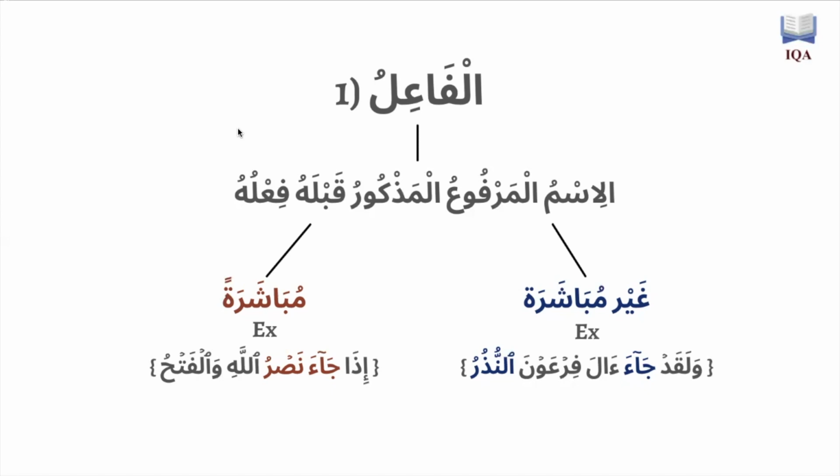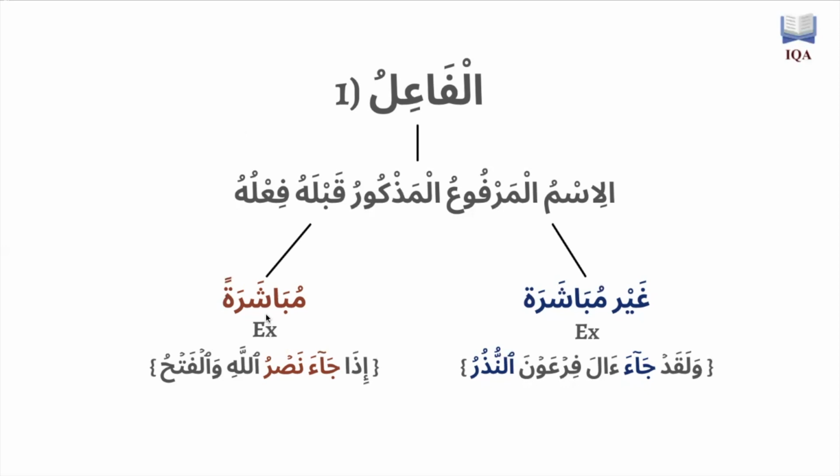Al-madhkur qablahu fi'luhu: al-madhkur, mentioned; qablahu, before it, meaning before the fa'il is mentioned; fi'luhu, its verb. So الاسم مرفوع is the ism that's مرفوع, المذكور قبله mentioned before it, فعله is its verb, meaning the verb of the فاعل is mentioned before the فاعل. Now this verb that's being mentioned before the فاعل, before the one that actually did the verb itself, is either going to be مباشرة or غير مباشرة.